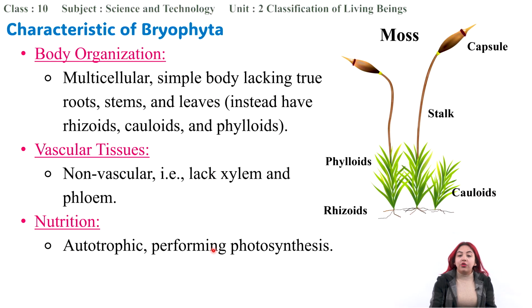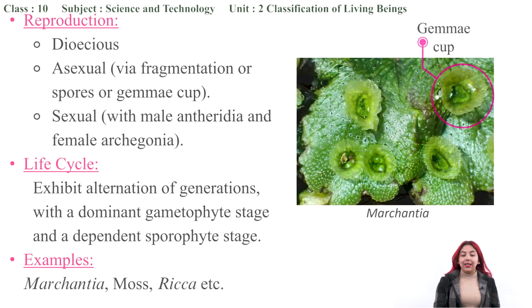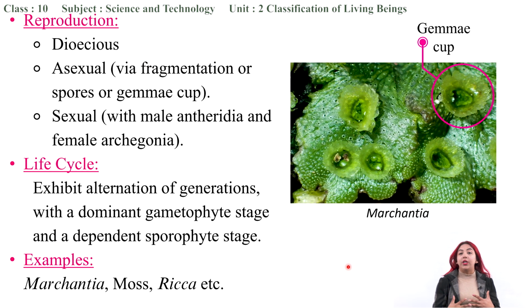Now the mode of nutrition of this plant is autotrophic, that is, it contains chlorophyll, so it can prepare its own food by the process of photosynthesis. Another characteristic is reproduction.